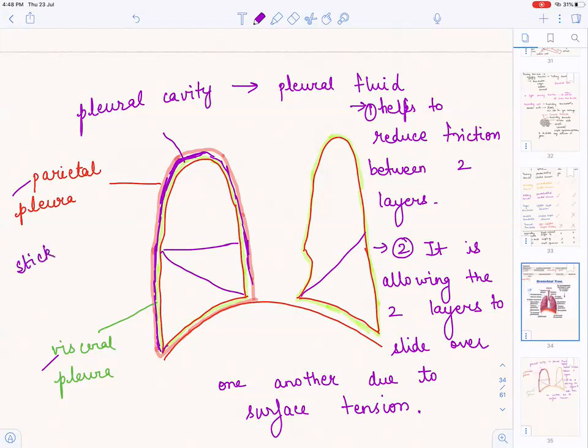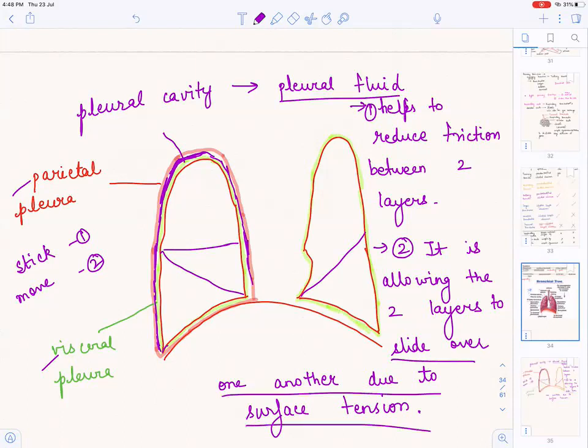They can stick and they can move. So actually this pleural fluid is helping in these two things. It is allowing the two layers to slide over one another due to surface tension. It means it's allowing them to stick. And what is the other thing? It is helping to reduce friction. Okay, so this is all about bronchi.